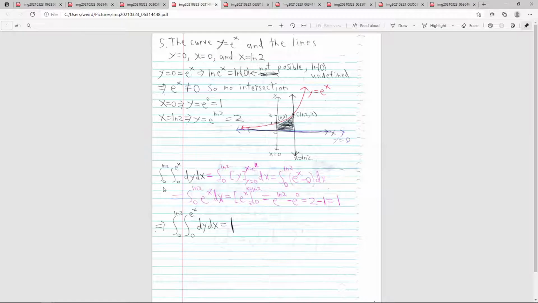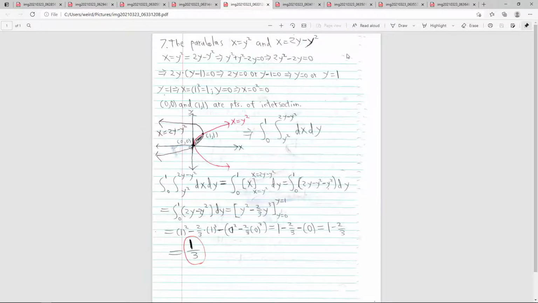Because y is the function, 0 to ln 2 is your x values as shown, and y equals 0 and y equals e to the x. You go from bottom to top, so y equals 0, y equals e to the x. Very obvious here. You solve it. Remember the integral of e to the x dx is just e to the x. So it's equal to 1 in that area.